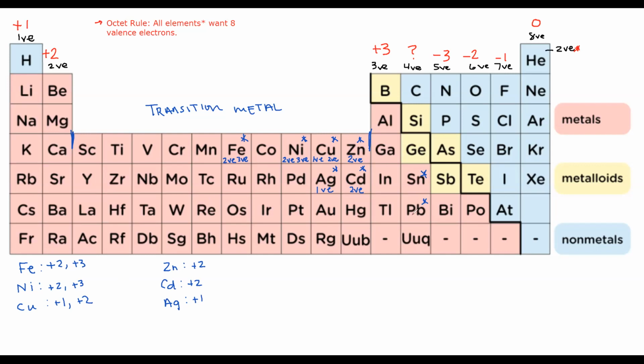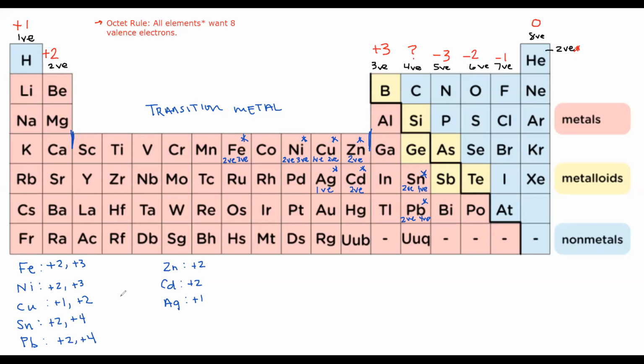So then I have tin and lead, which are not in my transition group, but actually behave like transition metals. So they're a little weird. This group 14 is a little crazy. So tin can have a 2 valence electron configuration or a 4 valence electron configuration, which means tin can have a +2 ionic charge or a +4 ionic charge. And lead is the same. Lead can have a 2 valence electron configuration or a 4 valence electron configuration. So lead can have a +2 or a +4 charge.